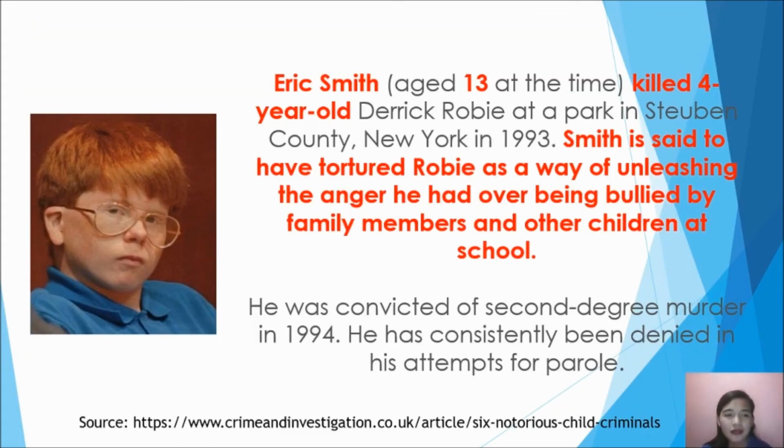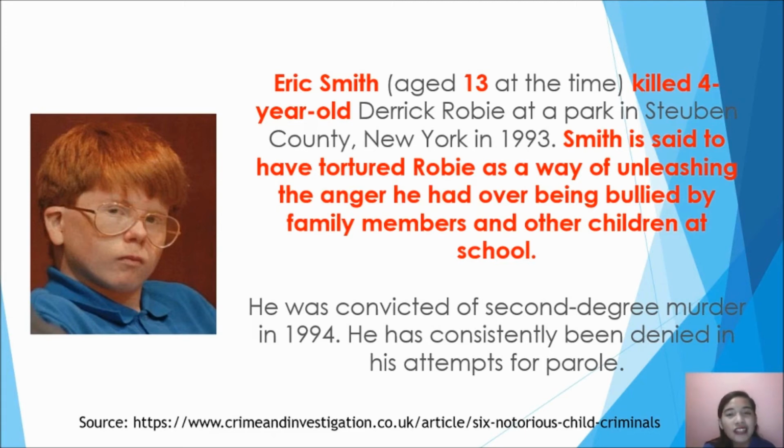Eric Smith, in the picture, was a boy aged 13 at that time when he killed 4-year-old Derek Robbie in New York in 1993. Smith is said to have tortured Robbie as a way of unleashing the anger he had over being bullied by family members and other children at school. He was convicted of second-degree murder in 1994.